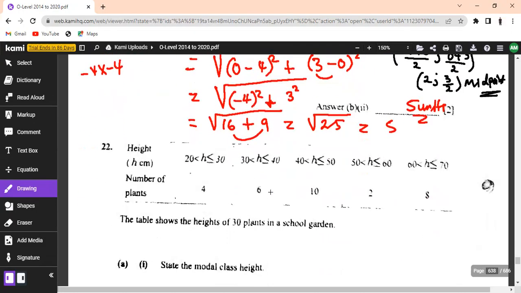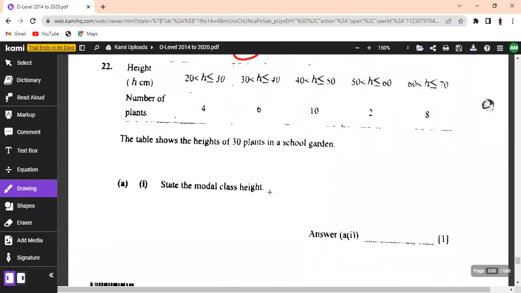Let us move on to question number 22, where we are given information under statistics. Don't mind this table, which is not clearly shown, but that's what we had. We have the height, h centimeters: 20 to 30, 30 to 40, 40 to 50, 50 to 60, and 60 to 70. And these are the numbers you are given: 4, 6, 10, 2, and 8.